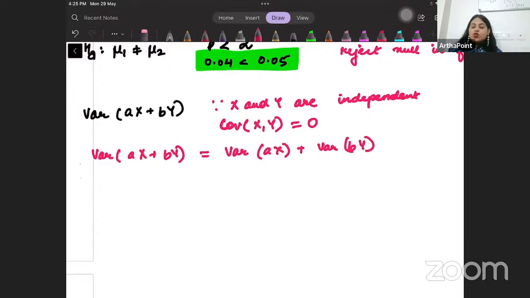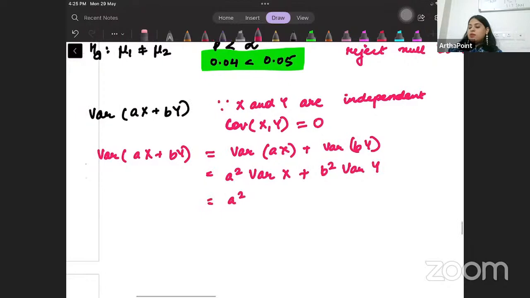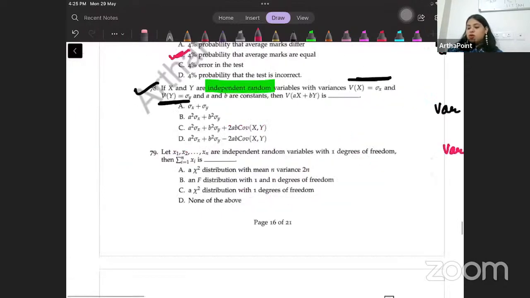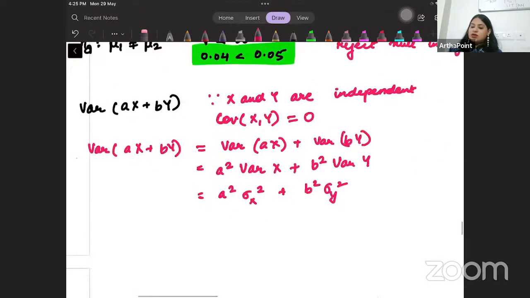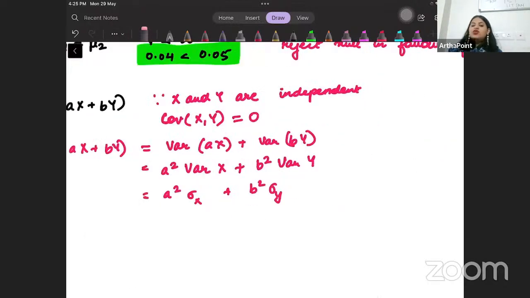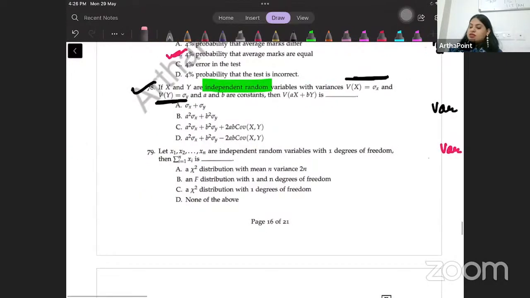Now I can take these coefficients out. So it will be a square variance of x plus b square variance of y. So a square sigma x whole square plus b square sigma y square. This is your answer to this question. They have represented variance as sigma x instead of standard deviation. So this will be your answer. So the answer to this question will be B. Come to the next question.